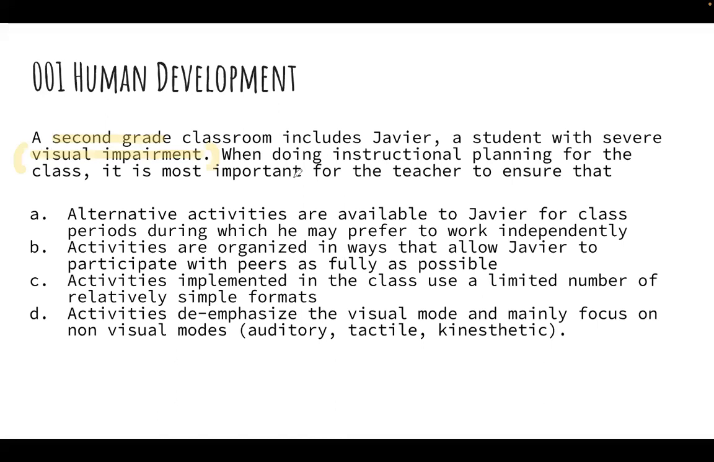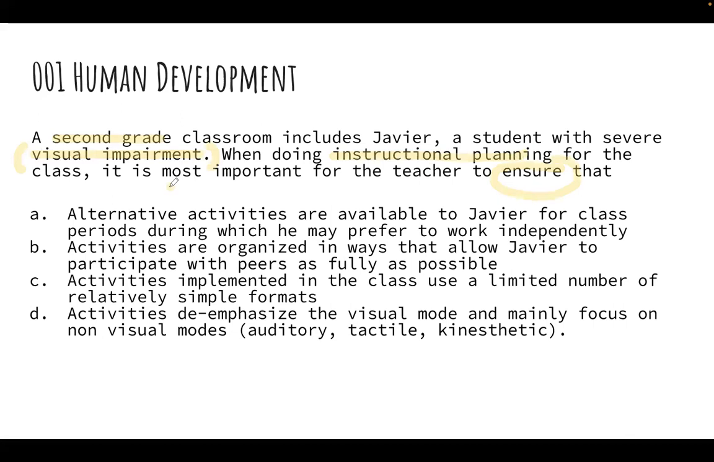To include. To make the class all inclusive. Right. So include. Severe visual, and what instructional planning for the class is most important for the teacher to ensure? So we want to know, what is it most important for her to think about, to make sure happens? Ensure means make sure, to make positive.